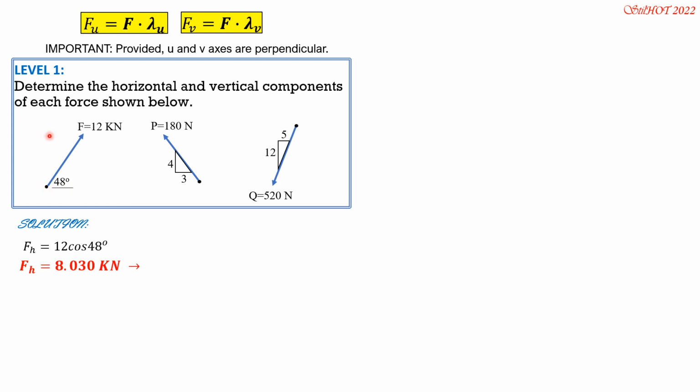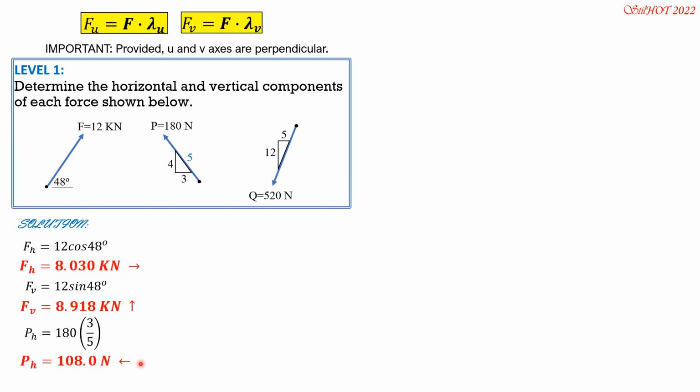FV is upward. This component here is opposite of 48, so it is hypotenuse sine of 48. So 12 sine of 48 degrees, and it is upward, 8.918 kilonewtons upward. For the second force, the hypotenuse here, remember proportions of a right triangle, 3, 4, so this is 5. The x component is leftward and it is hypotenuse 180 times the x component of distance divided by hypotenuse. So P sub h is 180 times 3 over 5. P sub h equals 108.0 newtons leftward.